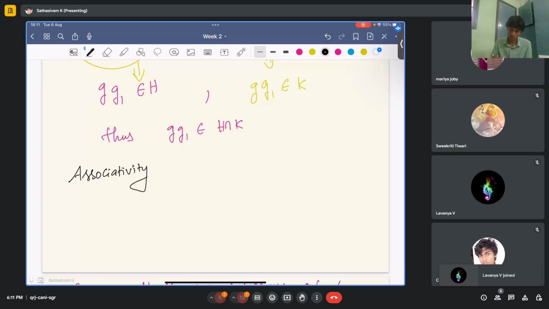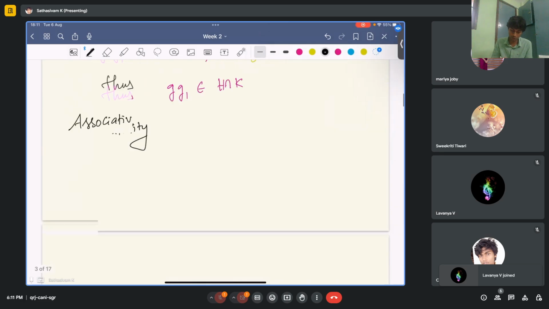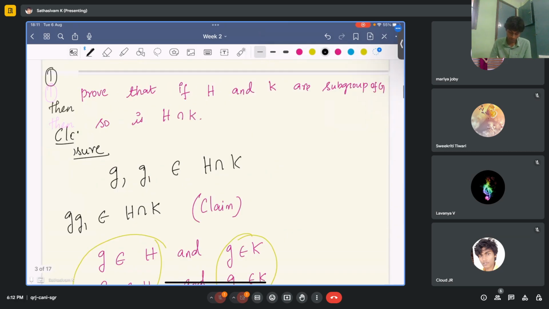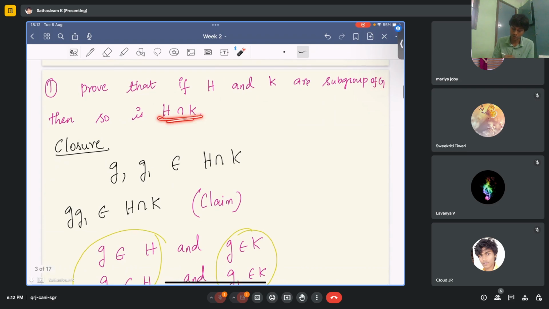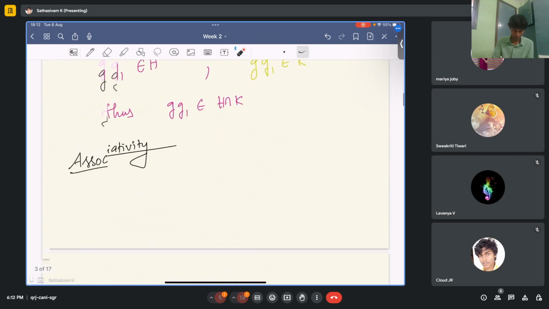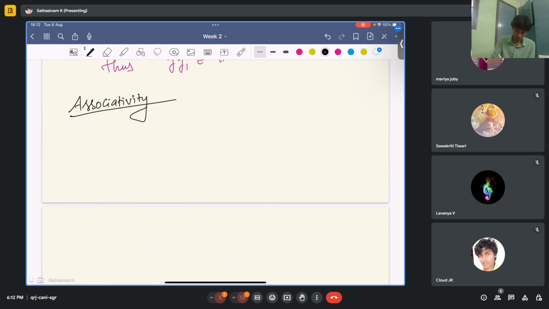So why is the associativity true? Associativity is true because both of these are subgroups of G, right? So in G there is associativity. That will hold for any subset also. So for H intersection K, associativity also holds. As long as it holds in a bigger set, it always holds in the smaller set. So it follows from the associativity of G.